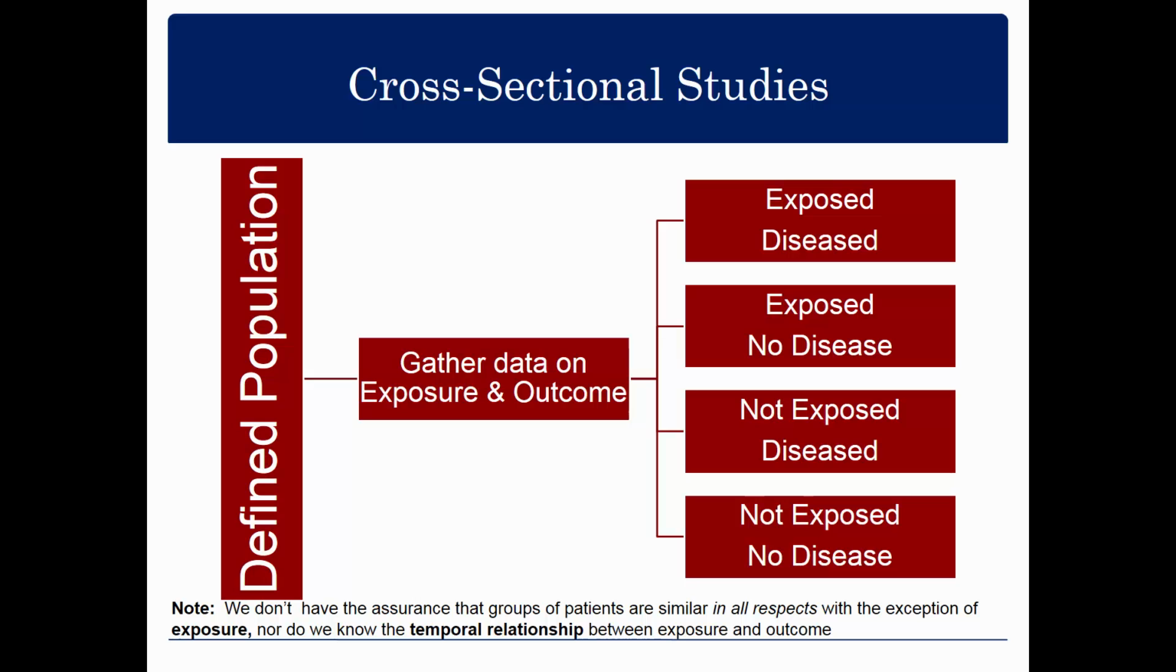But the key here is in a cross-sectional study, we don't have assurance that the exposed and unexposed groups are similar in all respects with the exception of the exposure, which is the assurance that we get when we employ randomization. So we don't have randomization, so we have sources of bias that could crop up here. There could be a lot of things that are unmeasured that could make it look like we have an association between treatment and outcome or exposure and disease that are just not available to us.